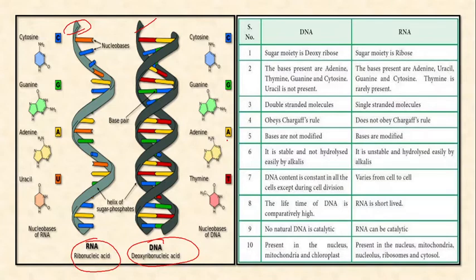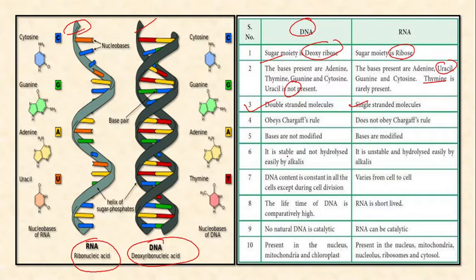if they are asked in the examination. DNA contains the deoxyribose sugar, whereas RNA contains the ribose sugar. Instead of thymine, the nitrogenous base uracil is present in case of RNA, whereas in case of DNA, uracil is not present. We have already seen that DNA is double stranded and RNA is single stranded.